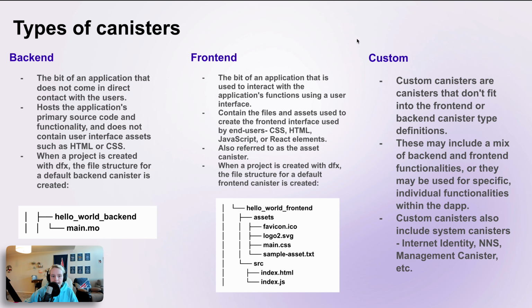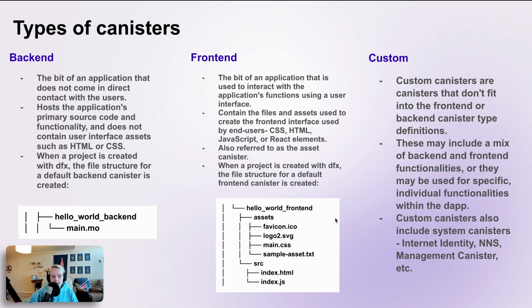So next we have front-end canisters. So front-end canisters typically contain the part of the application that's used by users to interact with that application's functionalities. And these are the canisters that typically contain different assets used to create that front-end interface like CSS, HTML, JavaScript, or React. Front-end canisters on the internet computer are also commonly referred to as asset canisters since they hold those front-end assets. When a project is created with DFX, the file structure for the default front-end canister is created using the following format that I've included a screenshot to on the bottom.